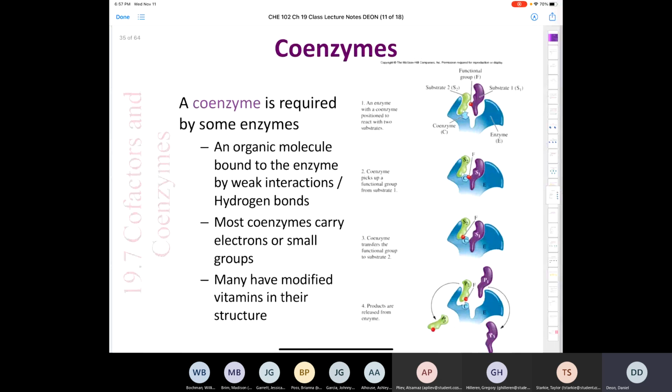A coenzyme, instead of a cofactor, is sometimes required by enzymes. A coenzyme is going to be an organic molecule, so we'll just write in here, organic molecule. Now, what about that organic molecule? The coenzyme is going to be held to the enzyme by weak interactions, like a dipole-dipole, or a hydrogen bond, or a hydrophobic interaction. Most coenzymes carry either electrons or small groups. So nothing big, just electrons or small groups. And many, again, have modified vitamins in their structures.